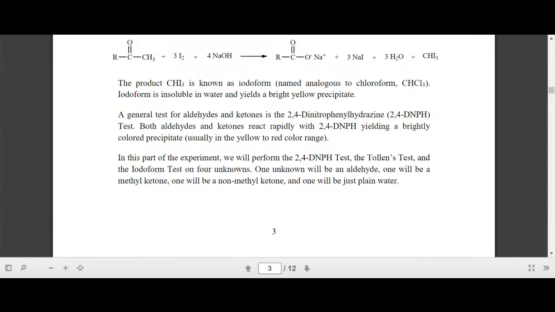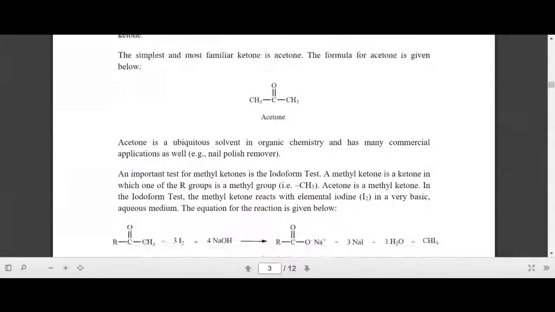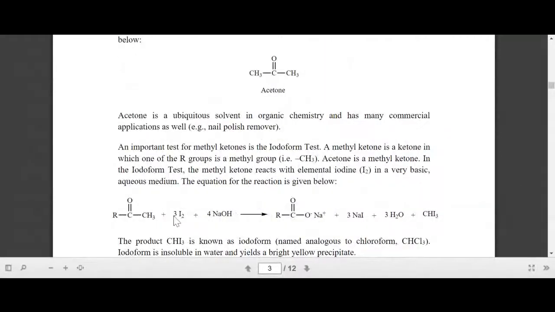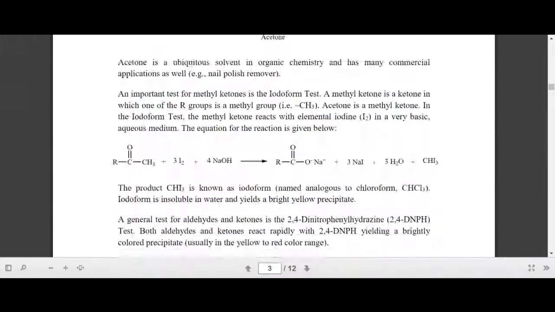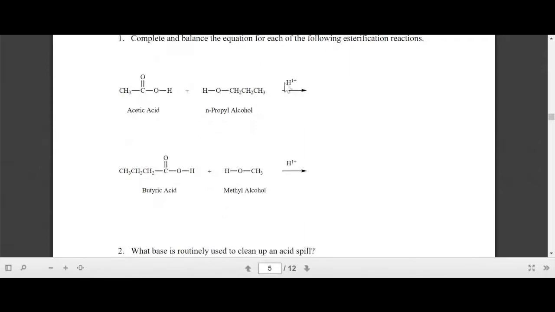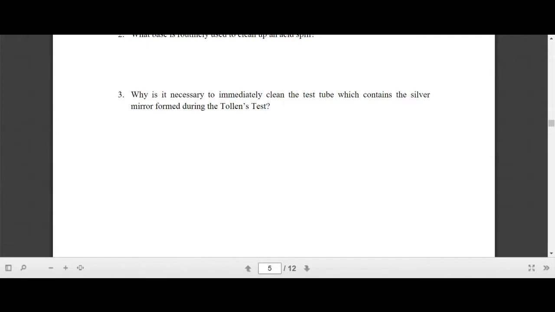Now, if it's a ketone, is it going to be a methyl ketone or not? Then we have to do the iodoform test, where we add the iodine solution. With the iodine solution, if it gives a yellow precipitate, then we know that we have a methyl ketone. So we have 4 different possible unknowns. The unknown could be one of 4 compounds: water, an aldehyde, a methyl ketone, or a non-methyl ketone.